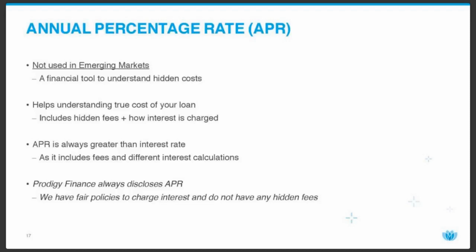And remember that APR will always be greater than the interest rate because it includes your fees and also how interest is calculated. So if interest is calculated as compound, then APR would be higher. If interest is calculated as simple, APR will be lower. We believe at Prodigy Finance that APR is a fair way to compare loan products, and we always disclose APR. If you are looking to take a loan from an emerging market, they might not disclose their APR. All I'm asking of you right now is to not mistake your APR for your interest rate.